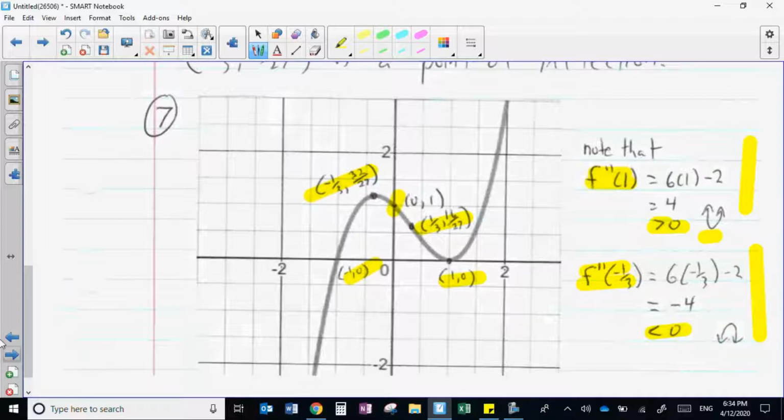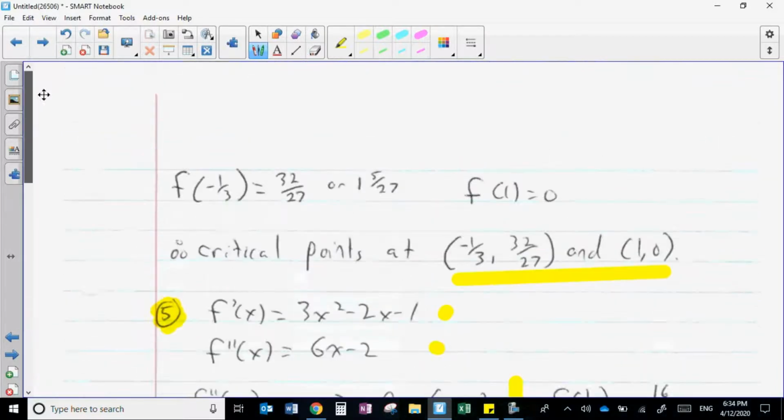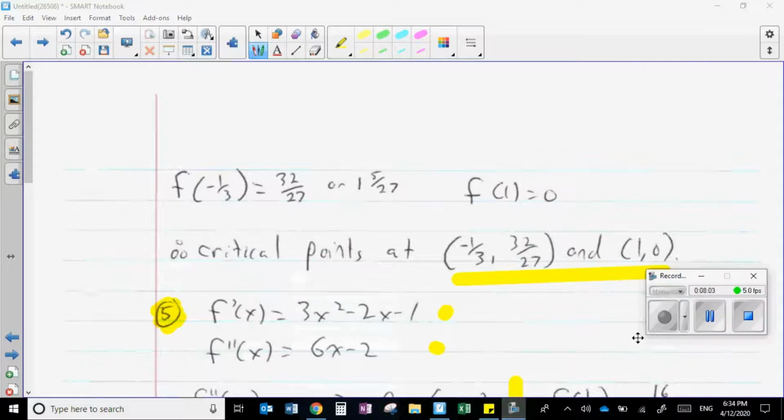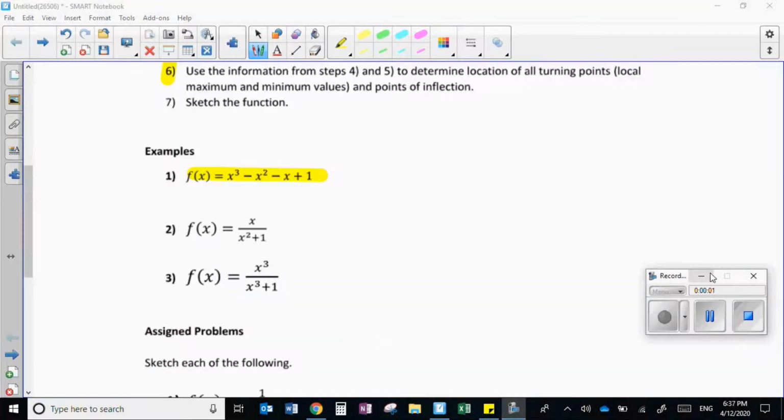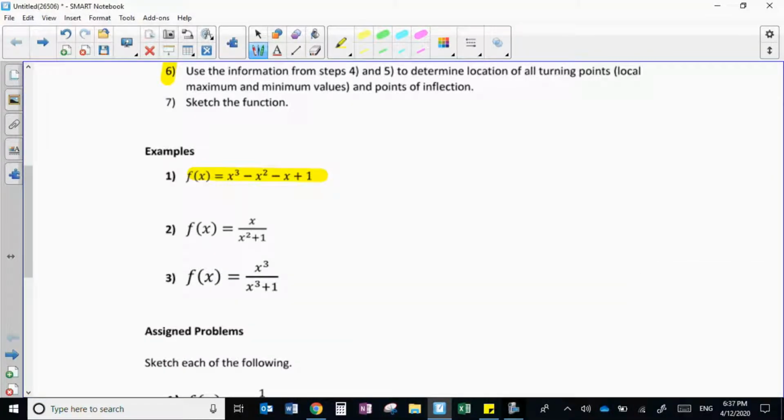I'm going to move to the second one. Now the second example, let's just bring it up here again. So our second example, f of x equals x squared plus 1. Quite a bit more interesting. Finally, something that's not a polynomial function. So let's take a look at this.